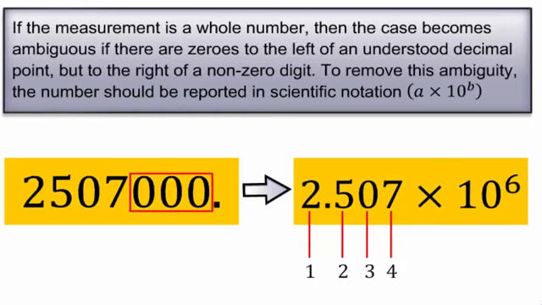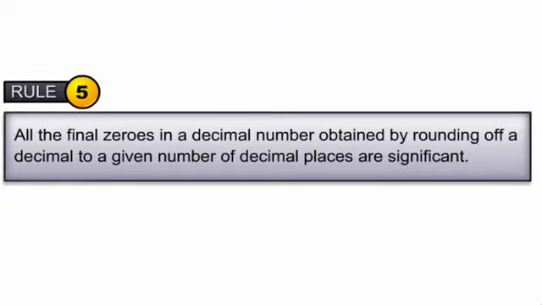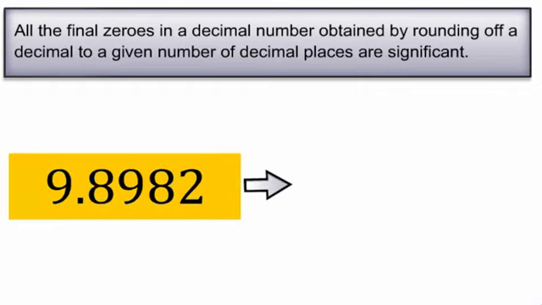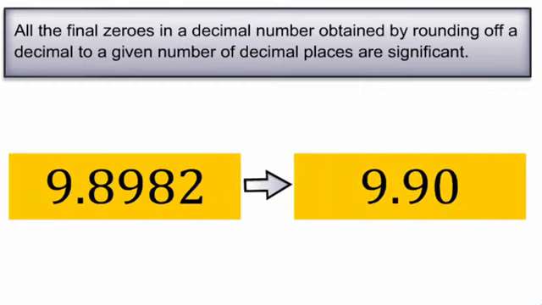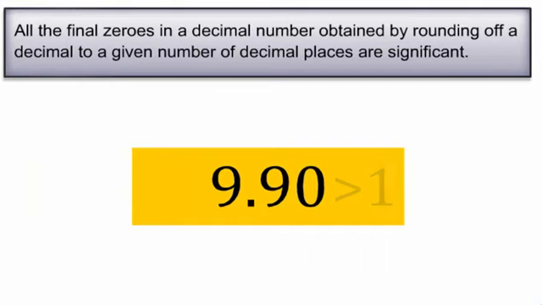The fifth rule says that in any measurement, all the final zeros in a decimal number obtained by rounding off a decimal to a given number of decimal places are significant. For example, let's take the number 9.8982. There are 5 significant figures in this number. Let's round off the number to 2 decimal places. The resultant number 9.90 has the digit 0. But this number is greater than 1. Therefore, 0 is also a significant number. The number of significant figures in this number is 3.